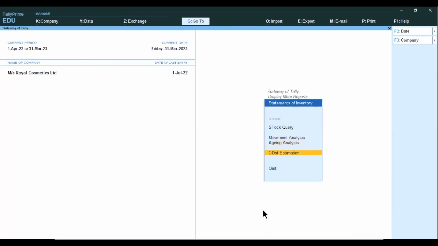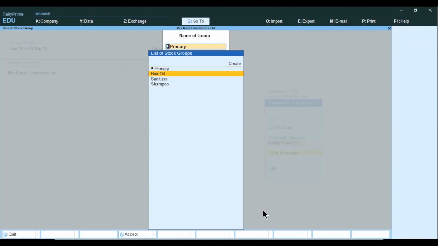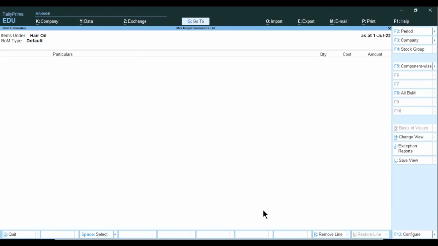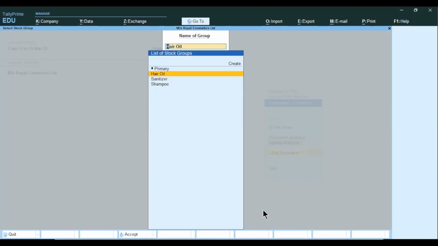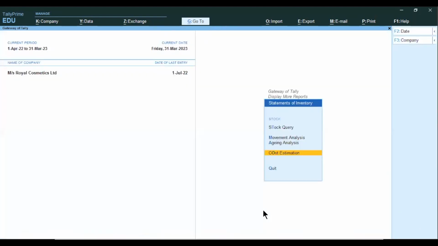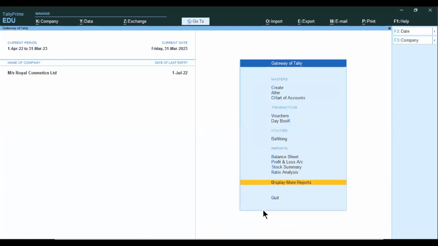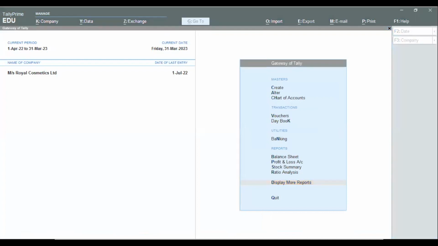Cost estimation: you can check the cost estimation for the products that we have. As we don't have any purchase or sales transaction, it is not showing anything, it is empty over here. So this is how we can check the stock summary or check inventory reports in different ways.